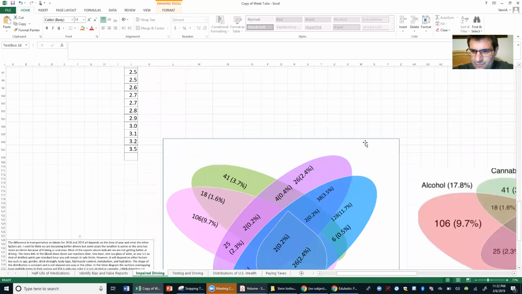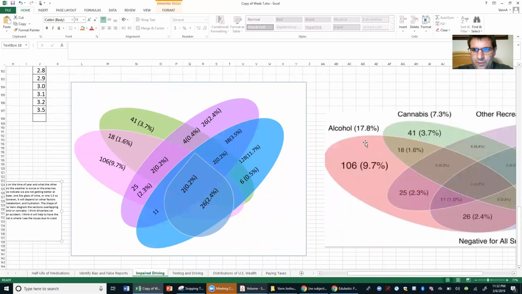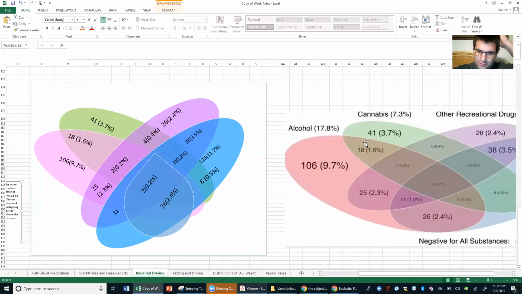And then here we made a Venn diagram, and basically we recreated the one just to the right. We had to show what the differences were, as far as the percentage of people, or the amount, that just had alcohol, that just had recreational drugs, or cannabis. And using the Venn diagram, it was able to show us who had multiple substances at one time.